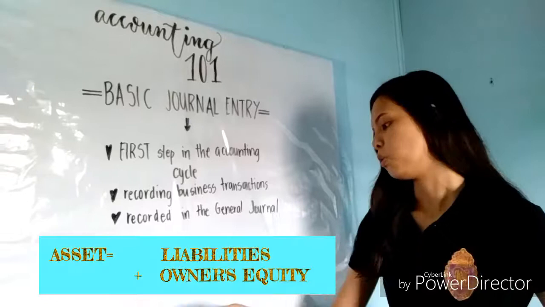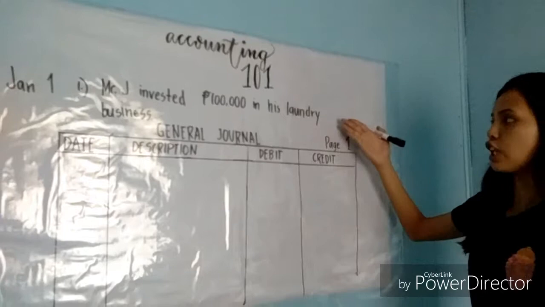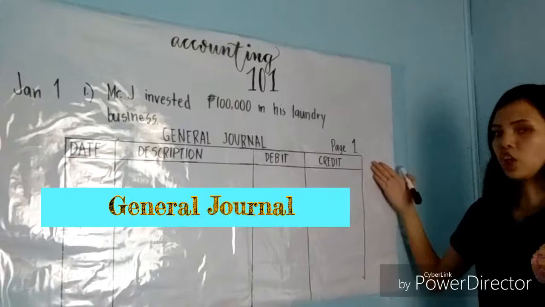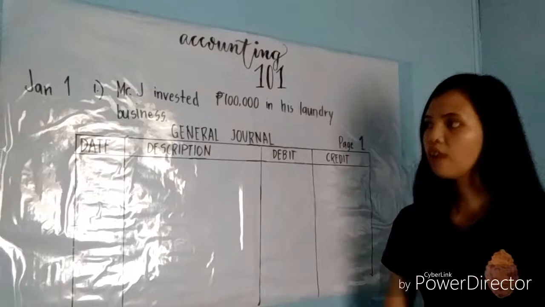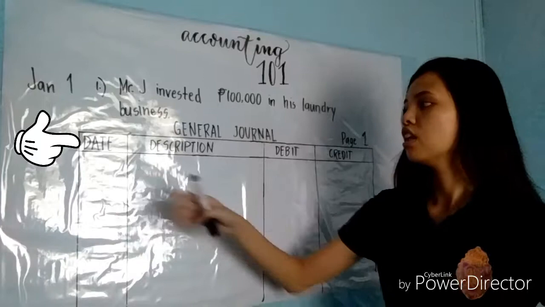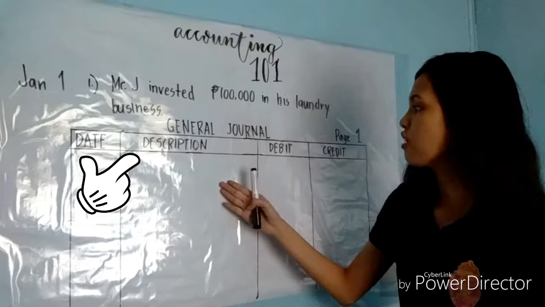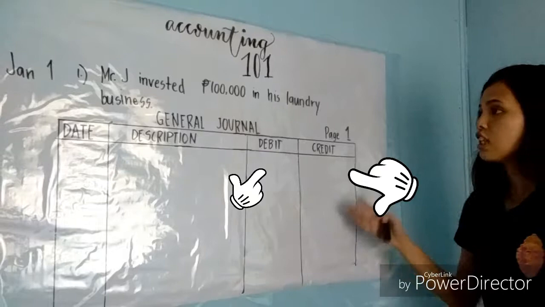So we have here our first transaction. As you can see, there is a table and this is called the general journal. So we will explain what are the contents of a general journal. So we have the first column. This is the date in which you will write the date of the transaction. Of course, the description in which you will identify the accounts in the given transaction, and of course the debit and credit. It will be listed the amounts needed in each transaction. So let's identify first the first transaction.